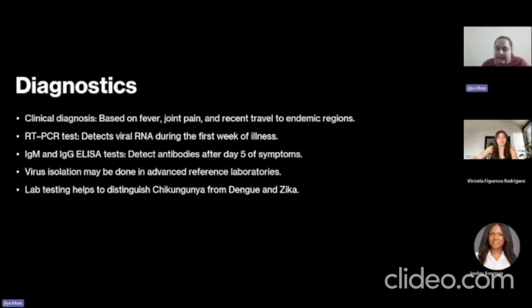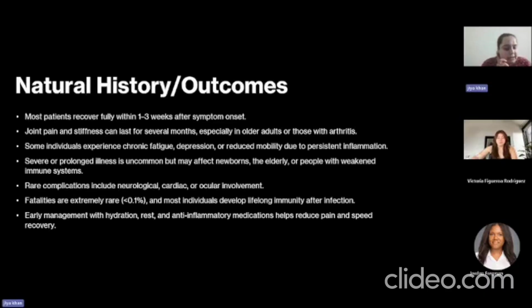The next slide I will talk about is history and outcomes. Most people with chikungunya recover completely within 1 to 3 weeks. However, joint pain and stiffness can continue for several months, especially in older adults or people with arthritis. Some patients also experience long-term tiredness, mild depression, or difficulty with daily tasks because of a lot of pain and stiffness in joints.